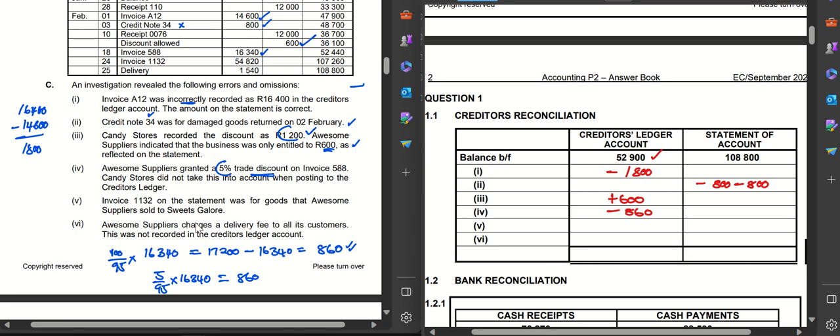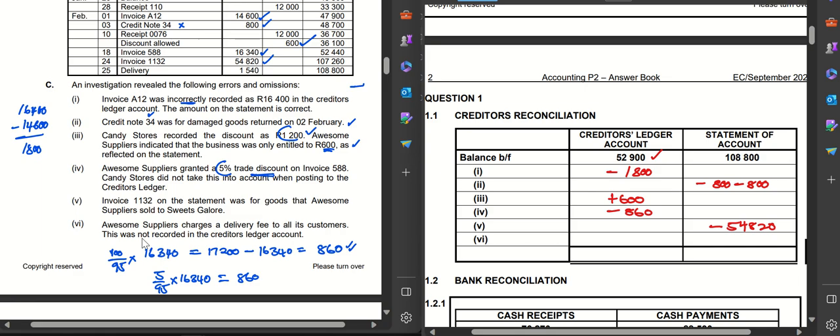Number 5 then reads, all right, invoice 1132 on the statement was for goods. Let's look for invoice 1132. There it is. It was for goods that Awesome Suppliers, that is them, sold to Sweets Galore. All right, we don't know who Sweets Galore is. Definitely it is not us, because we are Candy Stores. So they sold goods to someone else, then they put it on our statement, and it's an invoice. So they increased the amount we owe them. That was incorrect. To correct that, we come here, then we say minus 54,820. So we subtract that 54,820.